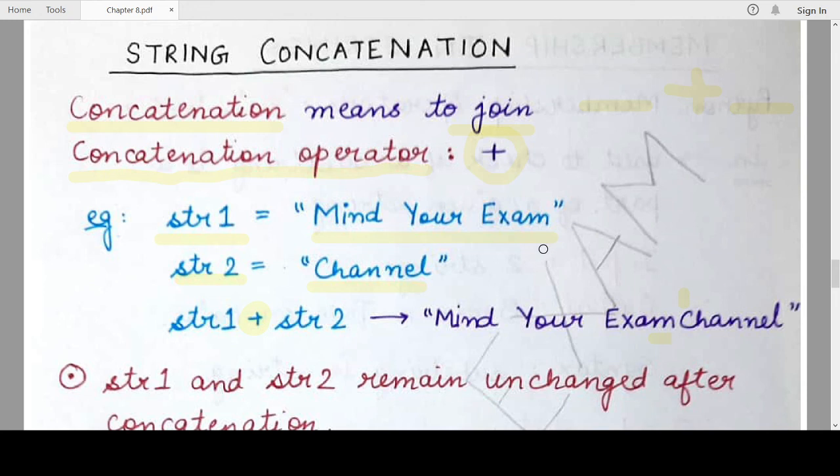I hope you have understood the concept. In the next video, we would be studying about the string repetition operator. That is also an interesting concept.